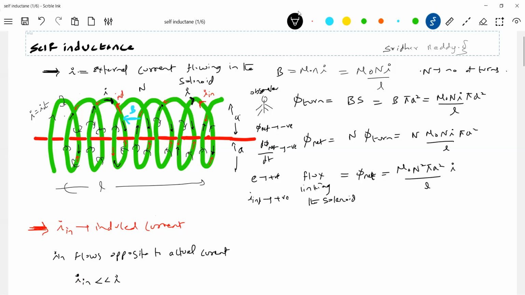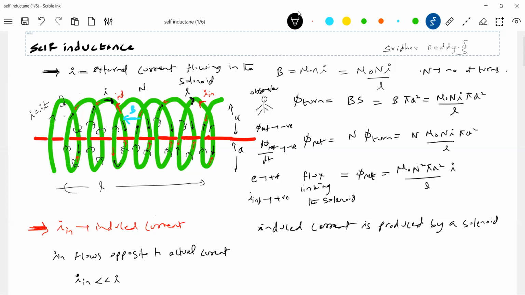So now this particular coil has acquired a property. What property? It will oppose varying current. If the current across the coil increases, it will oppose the increasing current. So this induced current is produced by the solenoid. Got this? This is strictly due to the varying current flowing here.